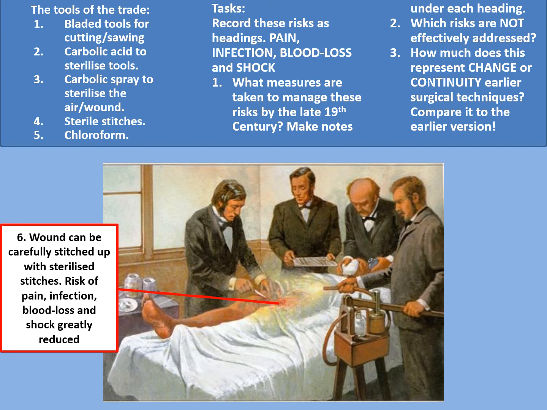Although the tools of the trade are quite similar in terms of how you actually cut the patient up, and again we're only demonstrating an amputation here, virtually everything else is different. The use of the anaesthetics, the use of the antiseptics, the use of sterile stitches, and of course the much better chances that the patient would have. Pain has been reduced, infection has been reduced, blood loss has been reduced, and shock has been reduced. It's no wonder that Lister's patients went from having a 54% survival rate to an 85% survival rate.